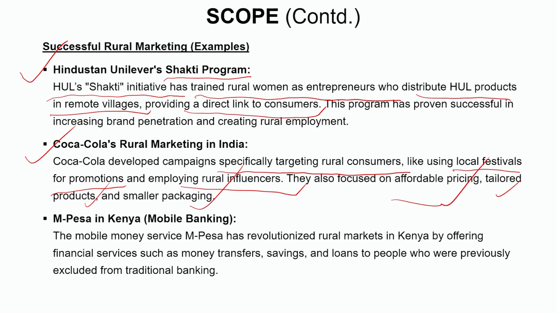So Coca-Cola developed their campaign in reference to rural consumers, wherein they can easily identify the product, they can easily buy the product because it was within their reach. The packaging was small and the taste was more satisfying to them.